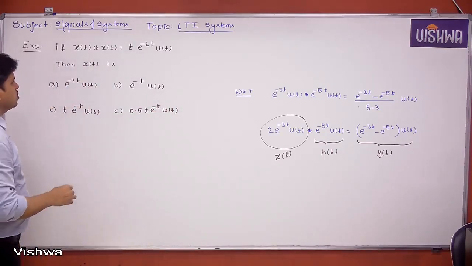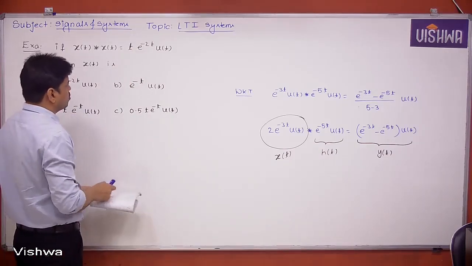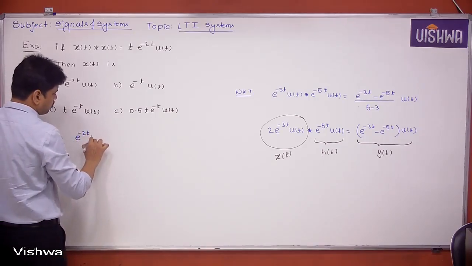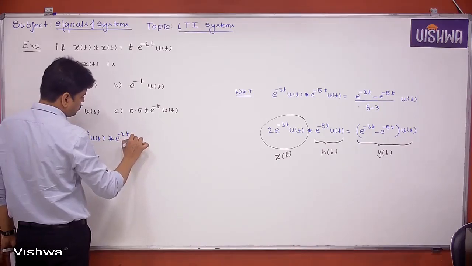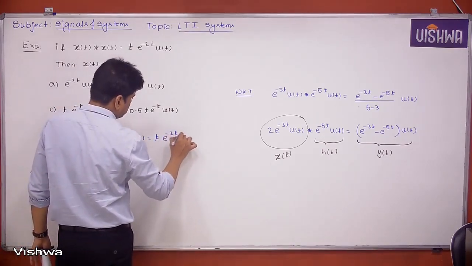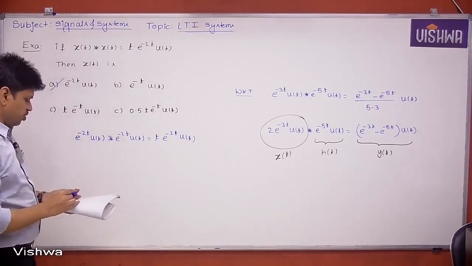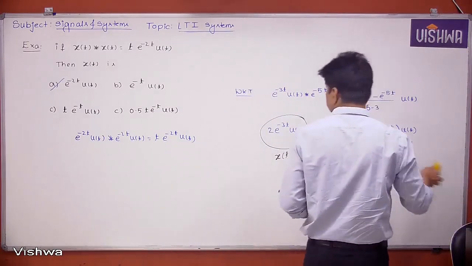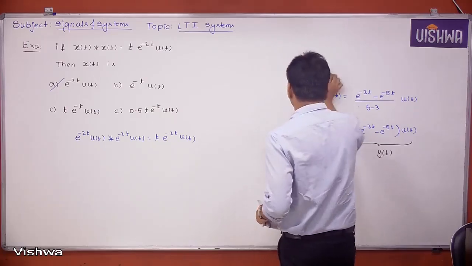Directly we know, to get t e power minus 2t u of t, we have to convolve two equal signals, which are nothing but e power minus 2t u of t, convolved again with e power minus 2t u of t. Then only we are going to get t e power minus 2t u of t. So the answer is e power minus 2t u of t. Take it.